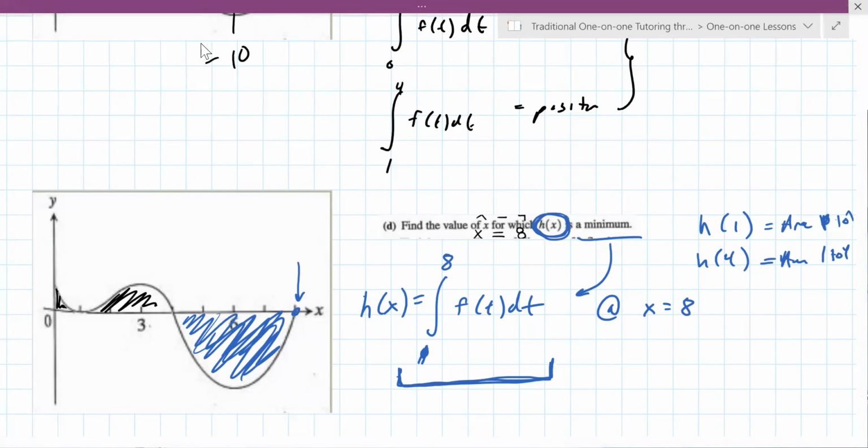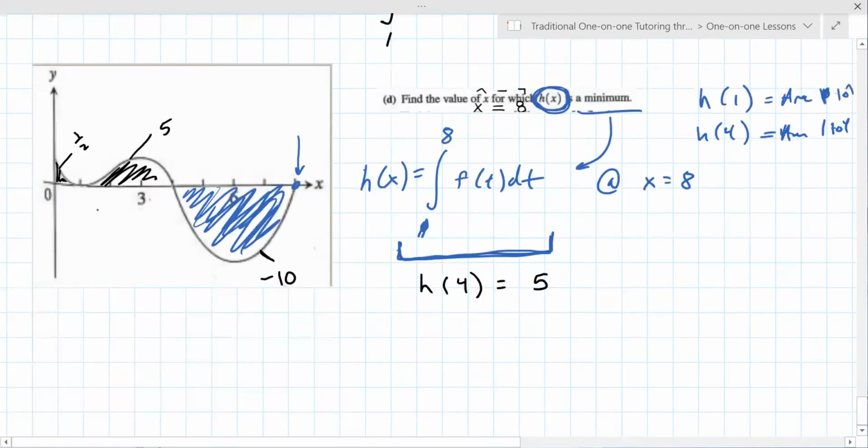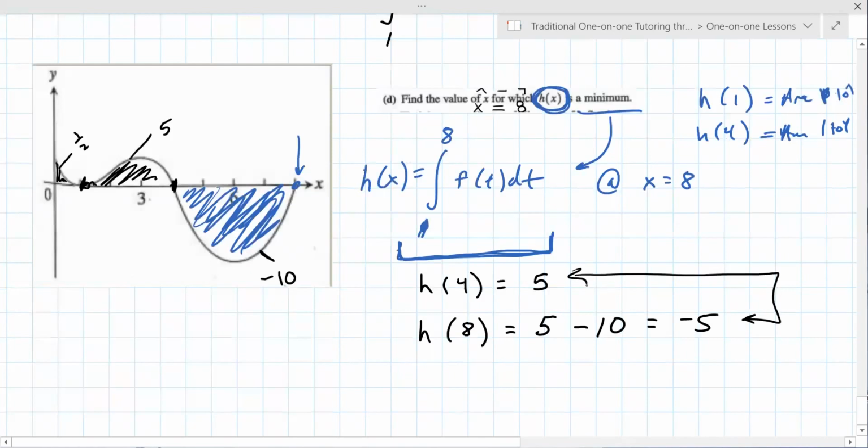Okay, I get that, but why is 8 the minimum? If we could give these numbers, I think it will help. Let's say that's a half, and that's 5, and this down here is -10. Then h of 4 is the 5. It's just this area, going from 1 to 4, so that's 5. But h of 8 is the area from 1 to 4, which is 5, minus the 10. So you're just looking at these two numbers and saying, which is smaller, which is bigger?